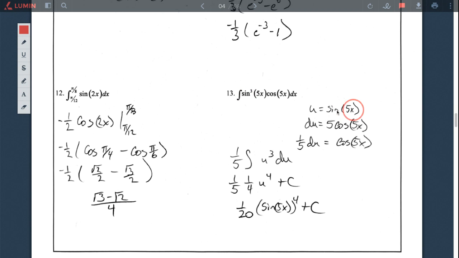On 13, we need to do u for sine of 5x. So u is sine of 5x. Derivative of that is 5 cosine 5x. I've got the cosine 5x. I don't have the 5, so that means I got to have a 1/5. So that's why I have a 1/5 out here, u to the 3rd. Integrate u to the 3rd, I get u to the 4th times 1/4. And then we plug in sine of 5x for the u. 1/5 times 1/4 gives me 1/20th. Sine of 5x to the 4th plus c.